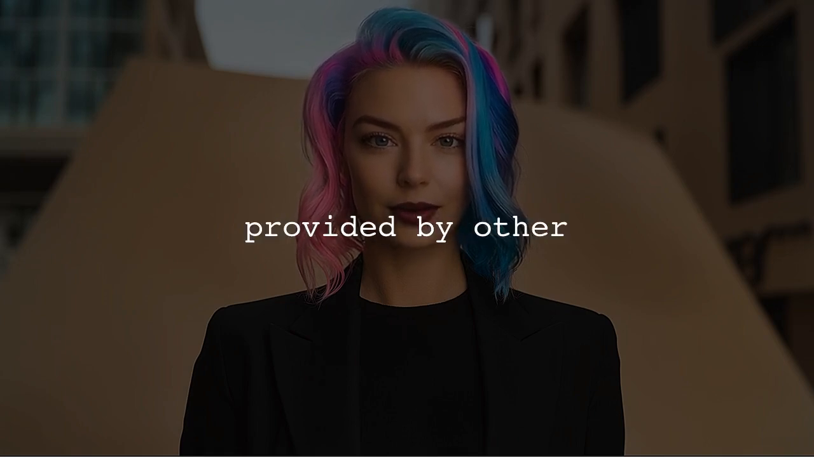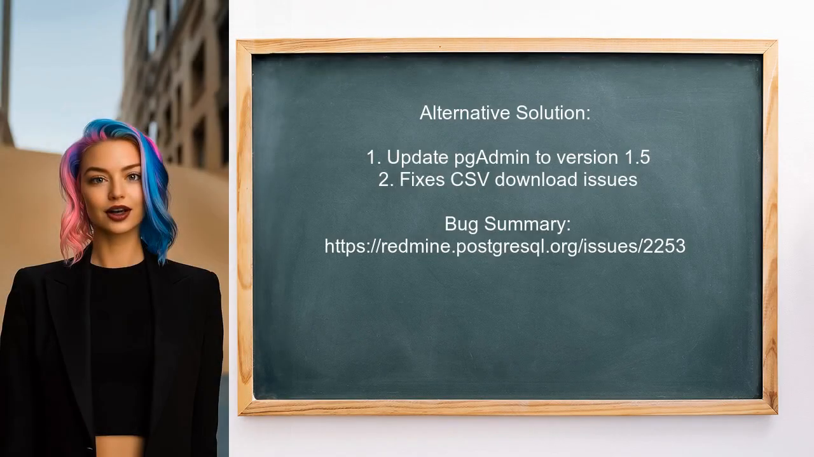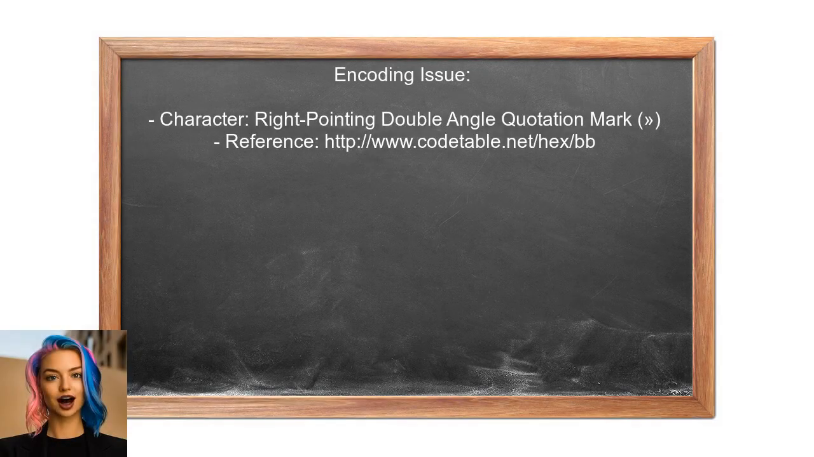Now, let's look at the answers provided by other users. One user points out that the CSV download issue is a known bug fixed in pgAdmin version 1.5. They suggest updating your pgAdmin to this version to resolve the problem. Regarding the encoding error, the user explains that the character causing the issue is a right-pointing double-angle quotation mark. They recommend checking where this message appears to better understand the problem.